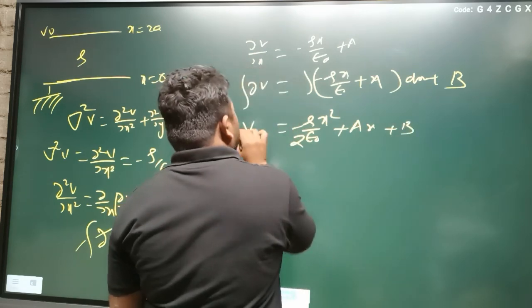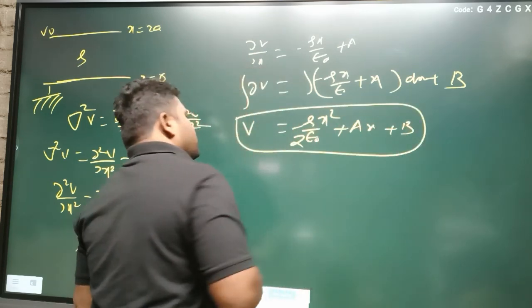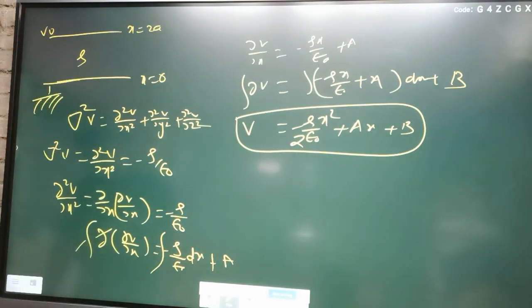What is the potential V? Potential V is equal to how much? Minus rho x square upon 2 epsilon naught plus ax plus b. Okay, they are given some conditions. The equation needs to be solved with the following boundary conditions. Yes, then you find the potential between these two plates.